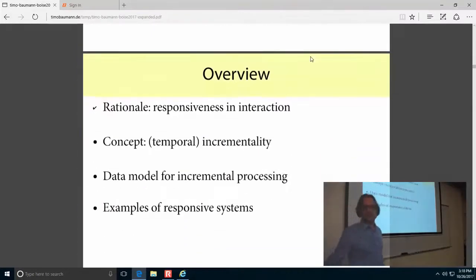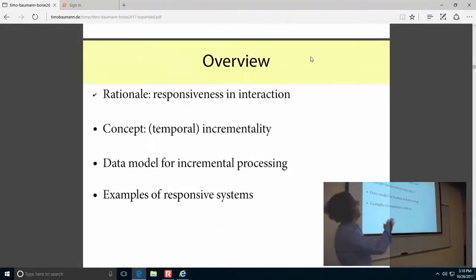So this is an outline of the talk. I hope I've convinced you that responsiveness in interaction might be an important thing. I'll then talk about the concepts that I use a little more, introduce a data model for incremental processing, and then talk about some examples of responsive systems that we built in the past.